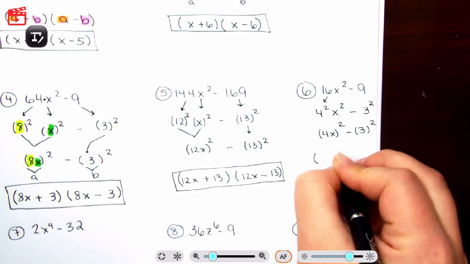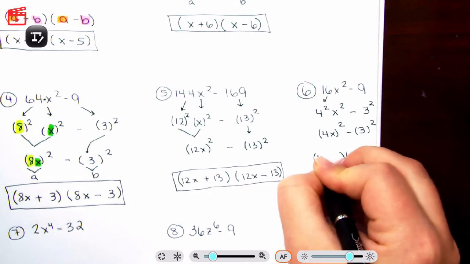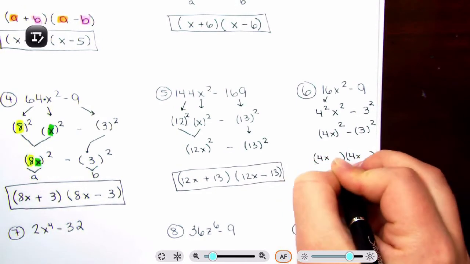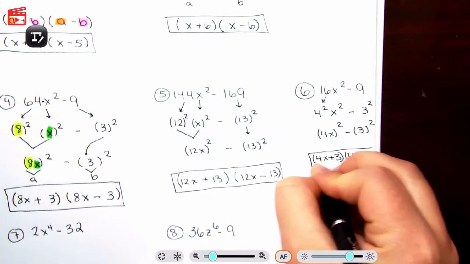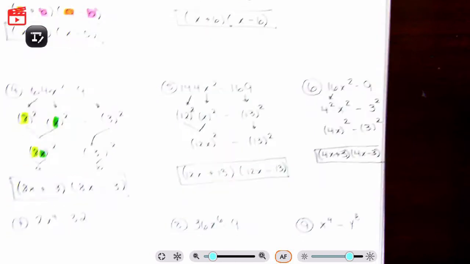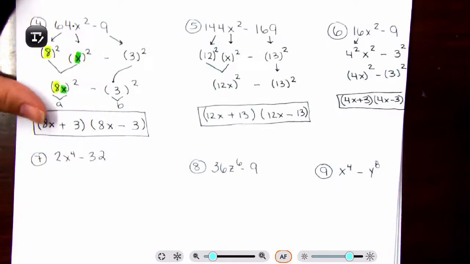So again, I have a plus b, a minus b. So I have a, b, b. One's a plus, one's a minus. Do 3 more examples here. I'm going to shift this up.